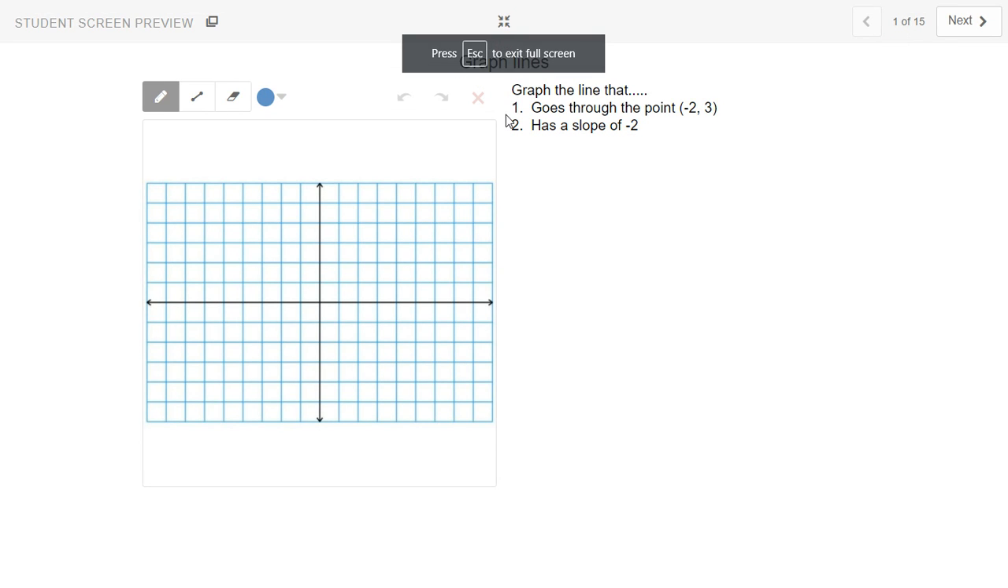Stay with me now. We're going to move fast. We just have to practice graphing because our next lesson is on finding where two lines intersect, and you have to be able to graph to find where they intersect, where two lines cross. All right, so here we go.